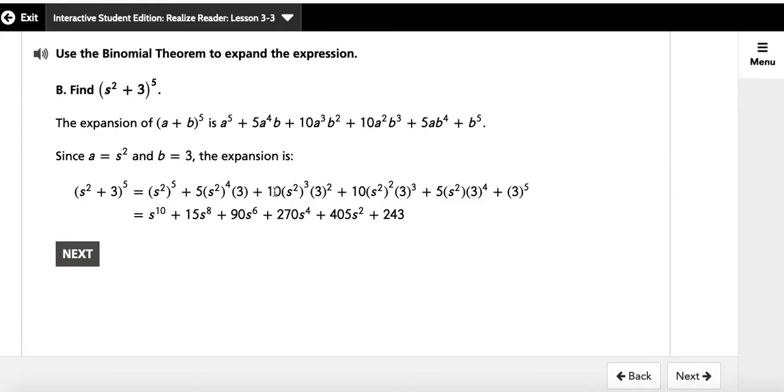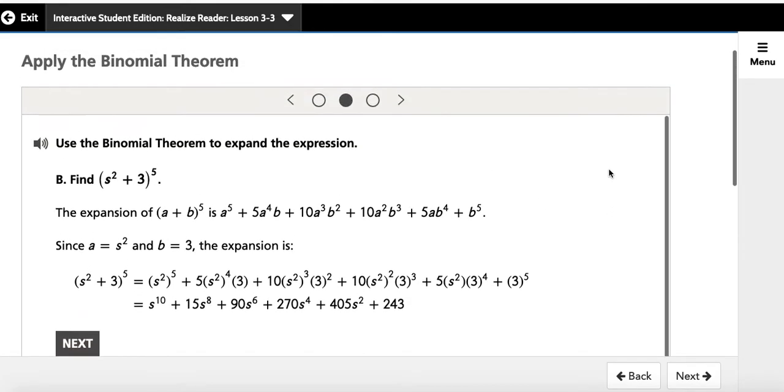The third one's 10 times s squared to the 3rd times 3 to the 2nd. 3 to the 2nd is 9. 9 times 10 is 90. So you can see the coefficients can change, especially if this is a number. If it's just a letter, we don't have to worry about that so much. But if it's a number, then we're going to have a multiplier times what we get from Pascal's triangle.